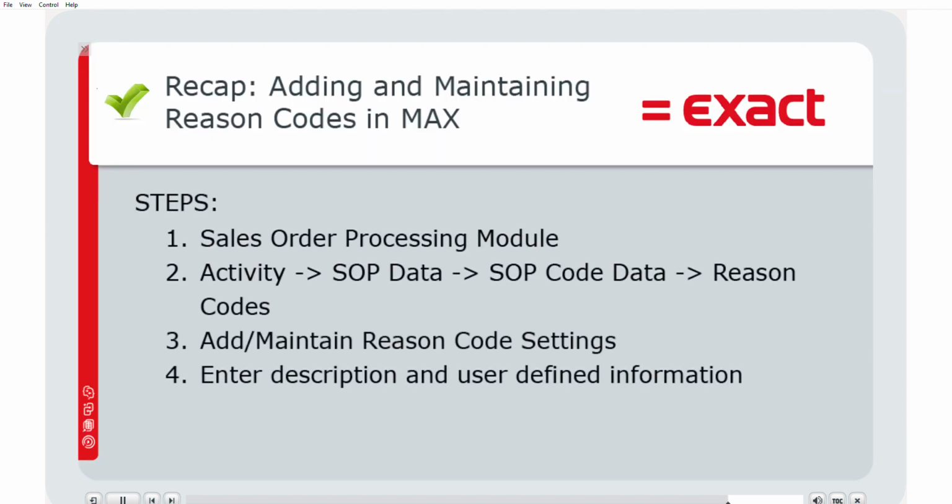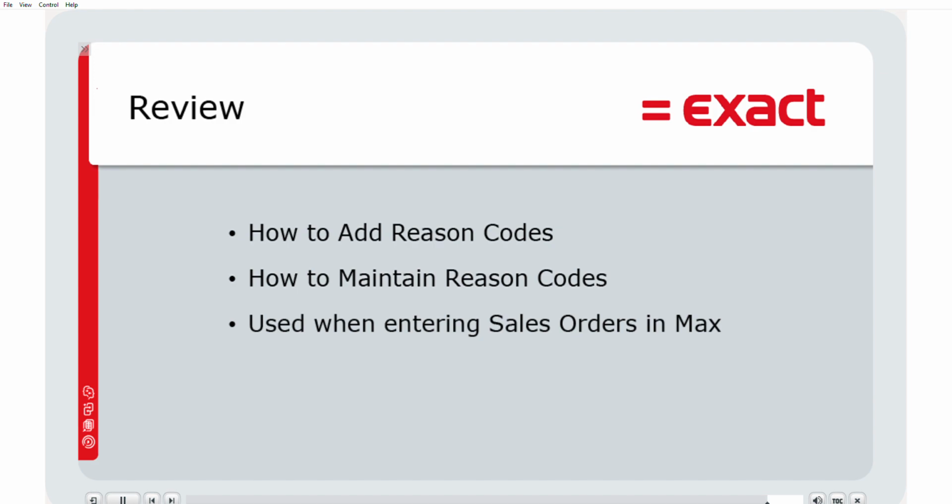That completes the steps on how to add and maintain reason codes. The important steps to remember in this process are defining the reason code, adding an appropriate description to the code, and entering any optional user-defined information. During this lesson, you have learned how to add reason codes and how to maintain them. These codes are entered when creating a sales order in Max.